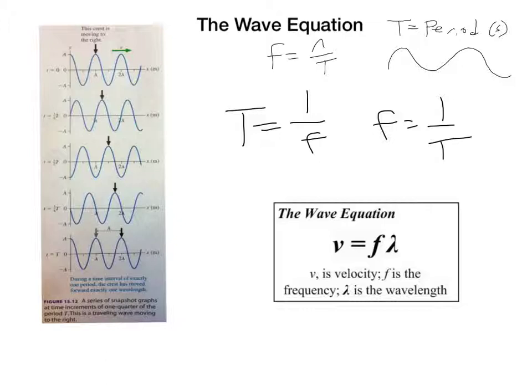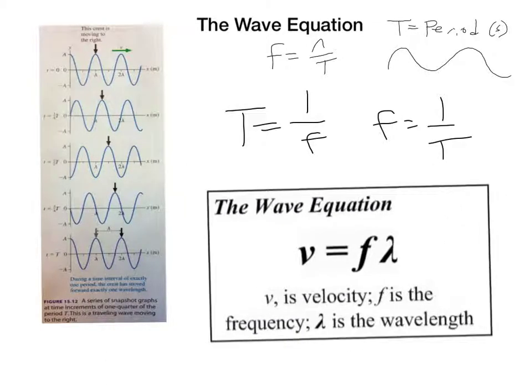So then we have what's called the wave equation, and this governs all waves, okay? What it tells us is that a wave's speed, its velocity, is equal to the frequency times the wavelength. It applies to all waves, and we'll use it regularly throughout as we talk about waves.